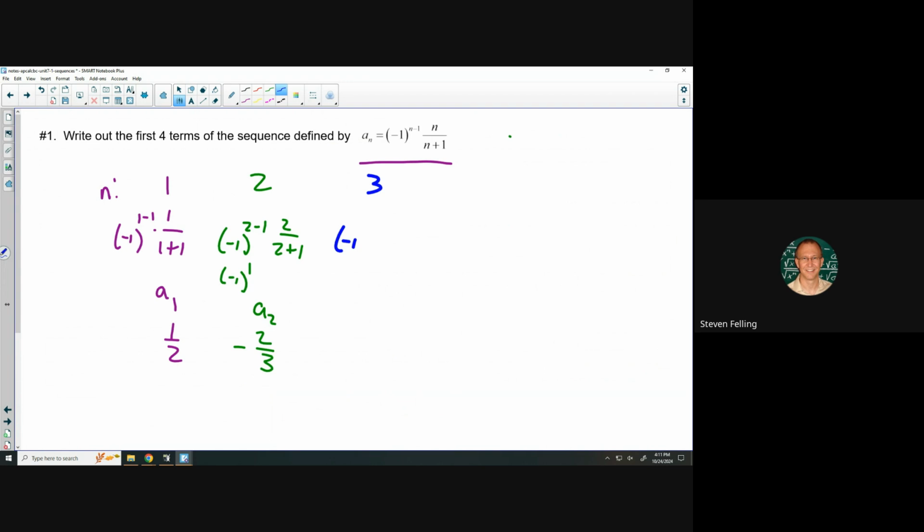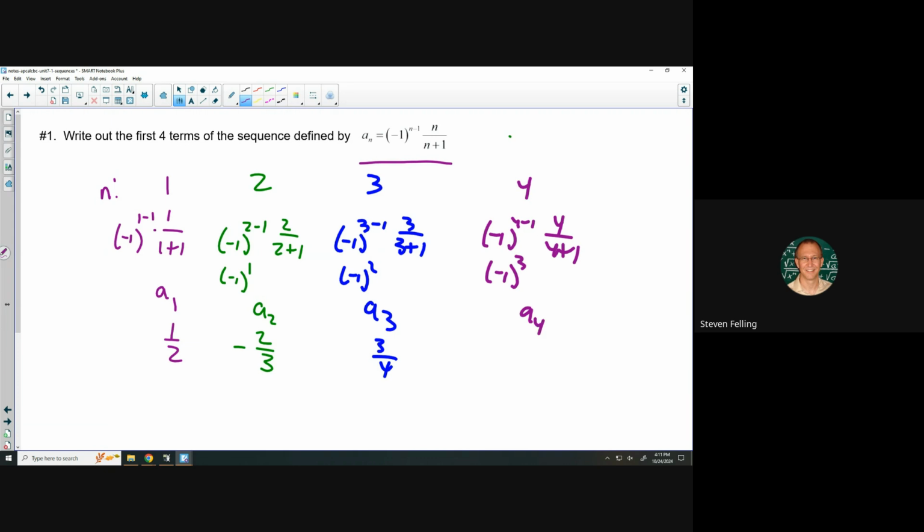This would be negative 1 to the 3 minus 1 over 3 plus 1, which is now negative 1 squared, which is positive 1, which is now positive 3/4. So I could label this term a3, and the value of the term is 3 over 4. And if I wanted to do one more, n is 4, negative 1 to the 4 minus 1 over 4 plus 1 would give me negative 1 to the third power, which is a negative. So the fourth term, which we could label a4, is going to be negative 4/5.